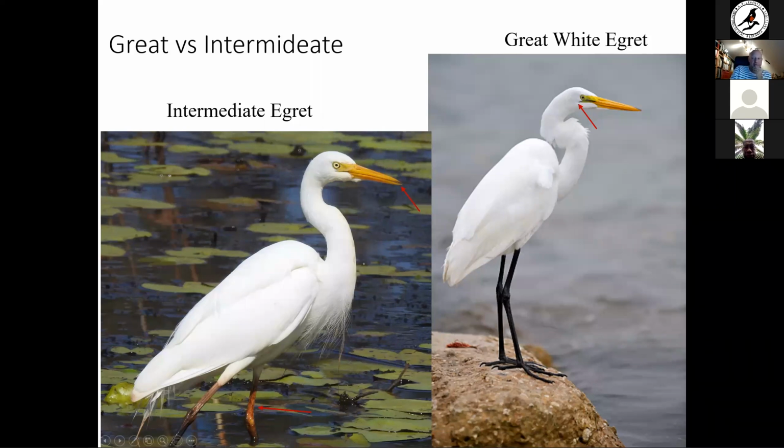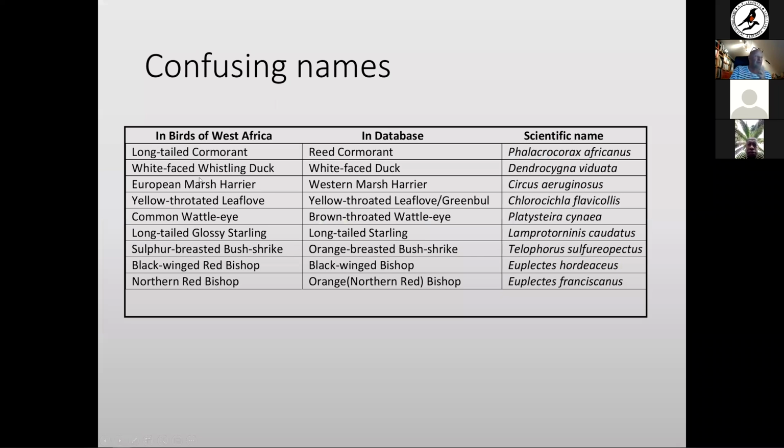Here, on the last picture, we have these confusing names, which we talk about often. If you look at the names in Birds of West Africa, you have long-tailed cormorant, which is reed cormorant in the database of BirdLab surveys, etc. White-faced whistling duck, white-faced duck; European marsh harrier, Western marsh harrier; yellow-throated leaflove or greenbull; common waterlily, brown-throated waterlily; long-tailed glossy starling, long-tailed starling; sulphur-breasted bushshrike, orange-breasted bushshrike; black-winged red bishop, black-winged bishop; northern red bishop, orange/northern red bishop. So if you are a bit confused, try to look for their scientific name and use it to find the birds you want to log or watch.